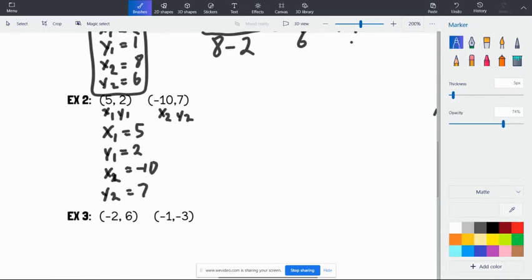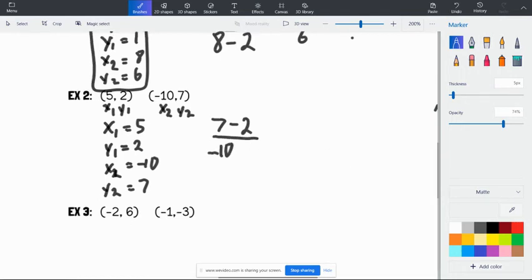Remember, it's y sub 2 minus y sub 1. So you're changing y. Y sub 2 minus y sub 1 divided by x sub 2, the second x value, minus the first one. Ooh, we have negative numbers. Crazy. How are we going to do it?